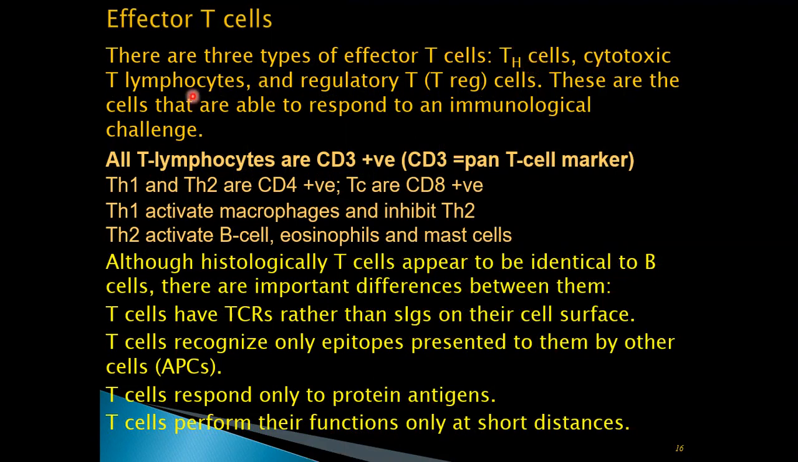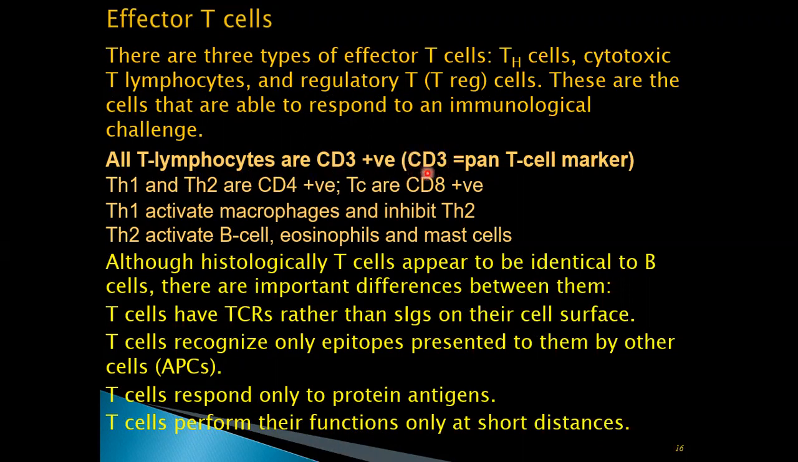Cytotoxic T cells, number two. And regulatory T cells, number three. So effector T cells, how many types? Three. Helper, cytotoxic, regulatory. Now remember, all T lymphocytes, I told you before, have CD3 positive.